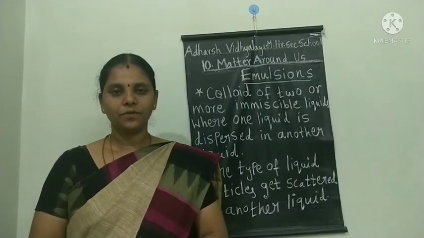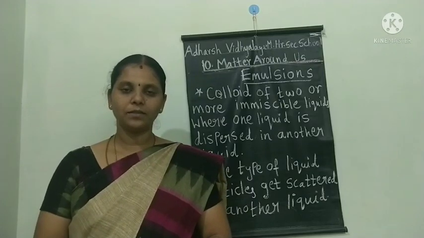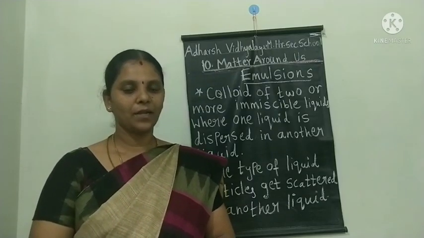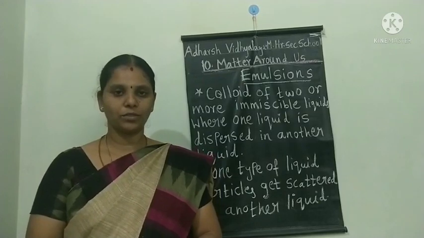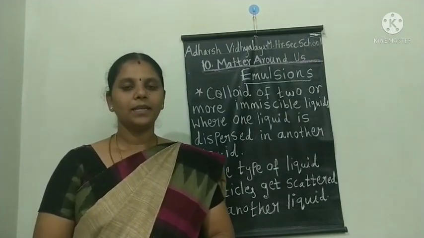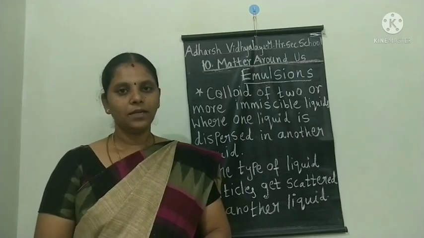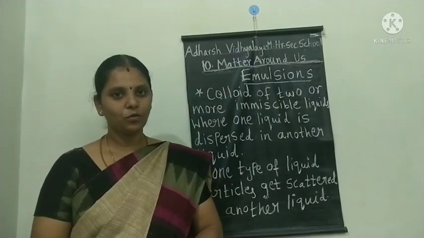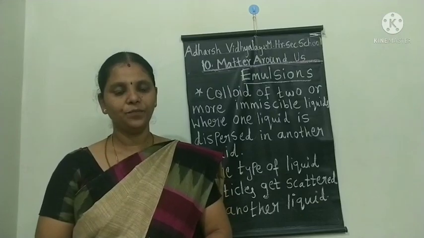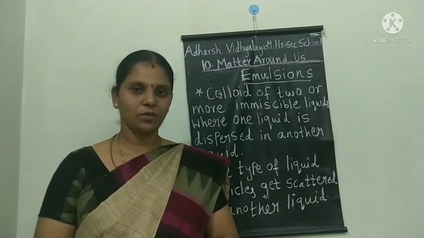Pure substance is further classified into two types. One is elements, another one is compounds. Whereas an impure substance is otherwise called a mixture. That mixture can be further classified into two types: homogeneous mixture. Next one is a heterogeneous mixture.